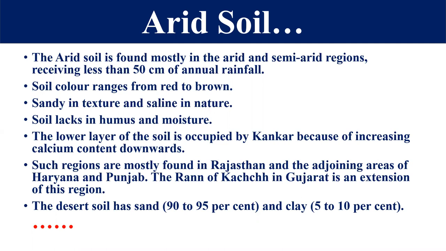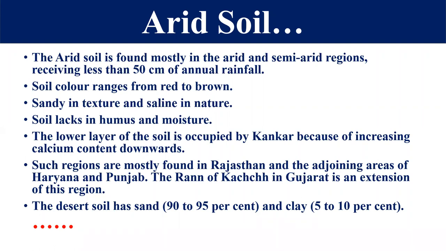If you think about India, this soil is mostly found in Rajasthan and some adjoining places of it, like some part of Haryana. The part of Haryana which touches the border of Rajasthan, and the part of Punjab which touches the border of Rajasthan, that particular area has this type of soil also. And if we think about Kutch of Gujarat, the extension of this soil is found in that particular area. It is spread over these areas also. So near Rajasthan, some part of Haryana and Punjab, and some part of Gujarat, this soil is found in these areas, right?